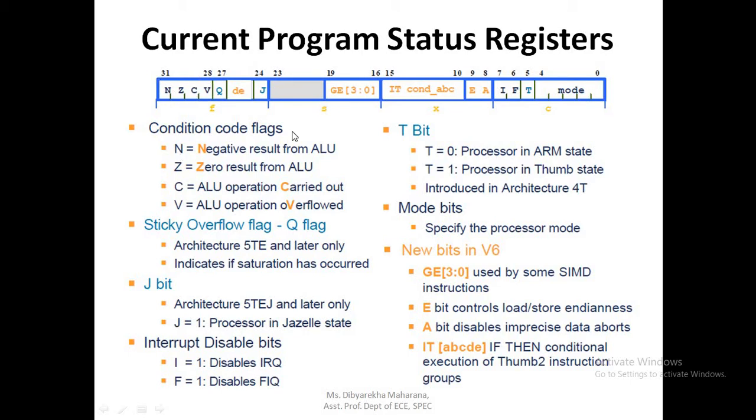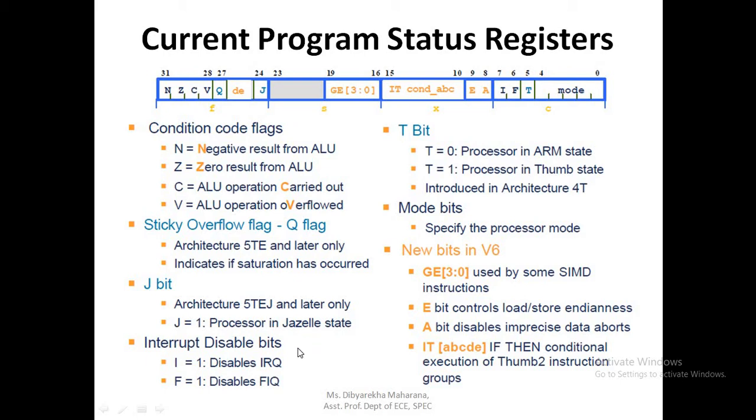Now come to the condition code flags. N shows a negative result from the ALU, Z shows a zero result from the ALU, C shows that the ALU operation carried out, and V shows that the ALU operation overflowed. Then come to the sticky overflow flag or the Q flag. This is used by architecture 5TE and later only. It indicates if saturation has occurred. Then the J bit. Again the J bit is used in architecture 5TEJ and later only. J equal to 1 means the processor is in Jazelle state.